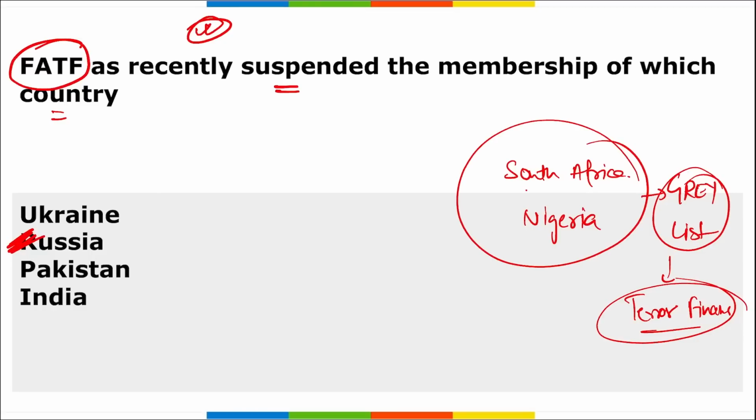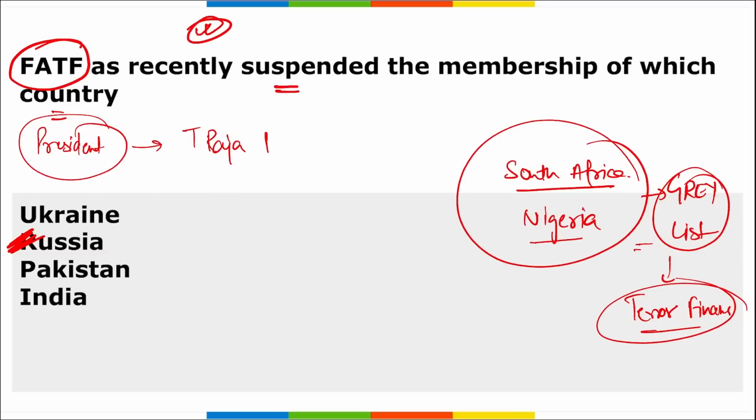So it was South Africa and Nigeria who were put into the grey list, and recently it was Russia whose membership has been suspended from the FATF, that is the Financial Action Task Force. Important, remember. If we talk about FATF only, remember who was the president here? The president became the first person to be appointed as the president from Singapore, and he is T. Raja Kumar.